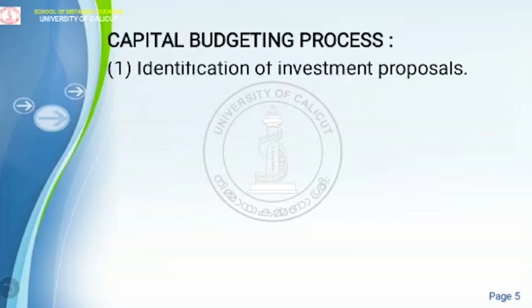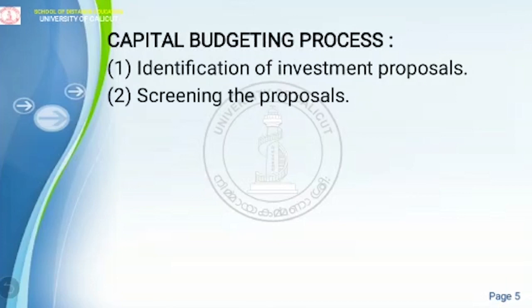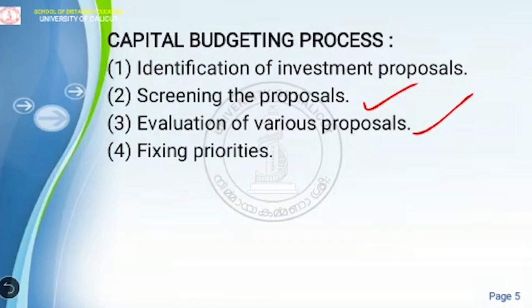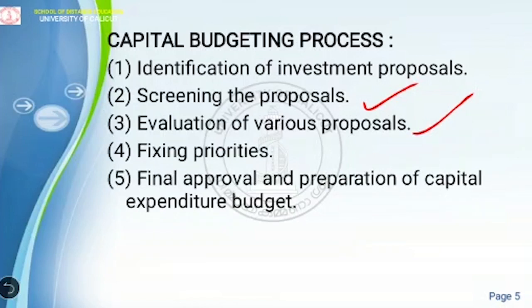So the capital budgeting decision process includes, first of all, identifying the investment proposal. The best investment proposal or a group of investment proposals should be identified. Then we have to analyze or screen the proposals, that means whether they are profitable or not. Then evaluation of these proposals. Screening and evaluation means we will evaluate the profitability and the risk associated with the project. Then we will fix priorities as per the policies and objectives of the organization.